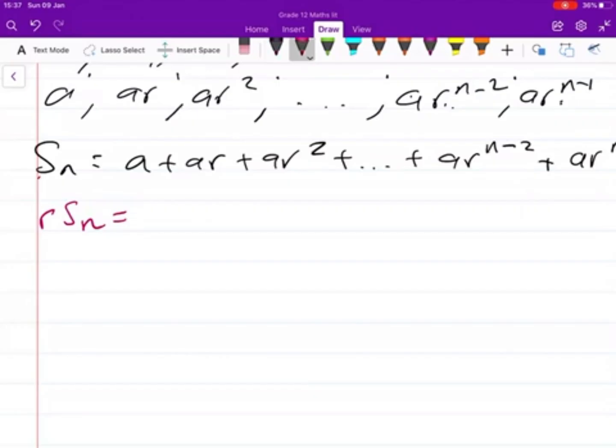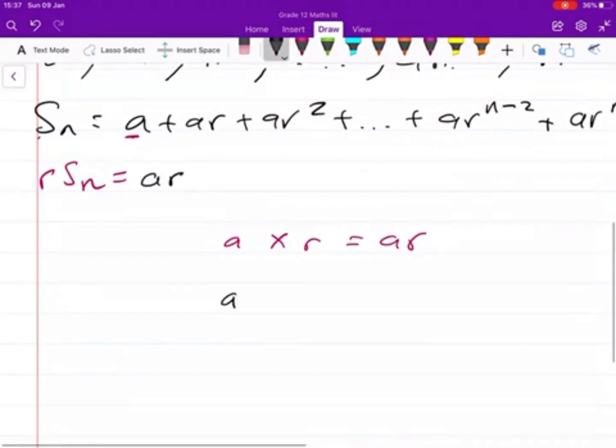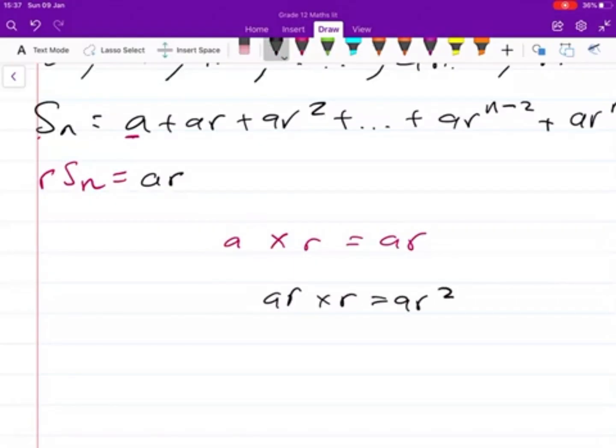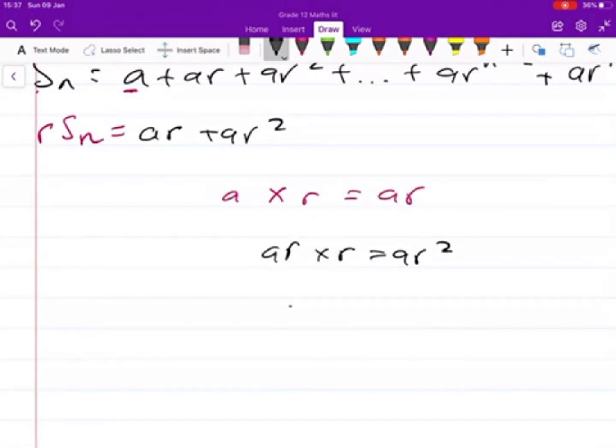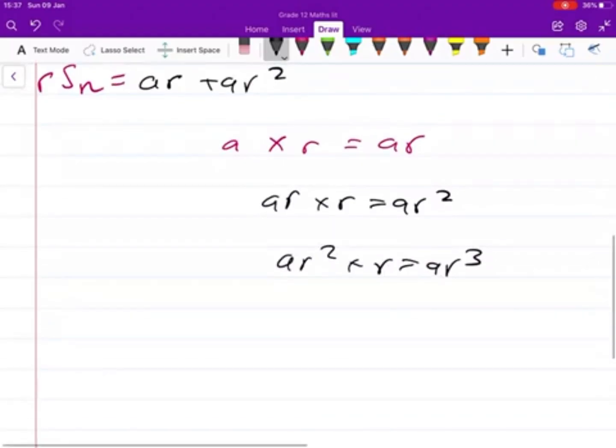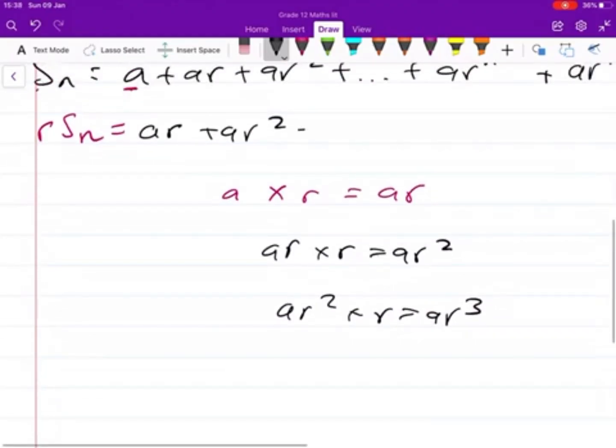Guys, notice what happens. If I multiply A by R, I will have AR. If I multiply AR by R, I will get AR squared. I think you agree with me. If I multiply AR squared by R, I will get AR cubed.